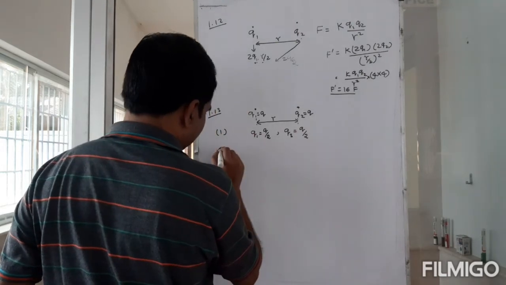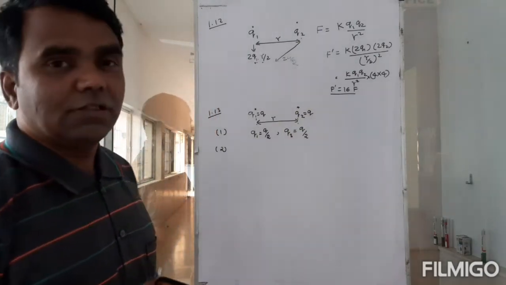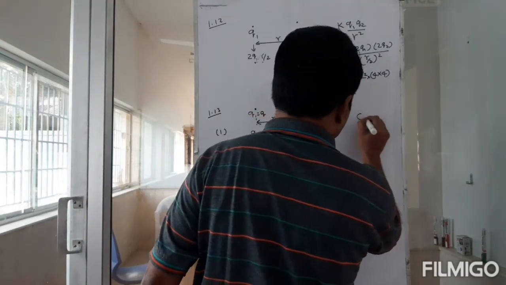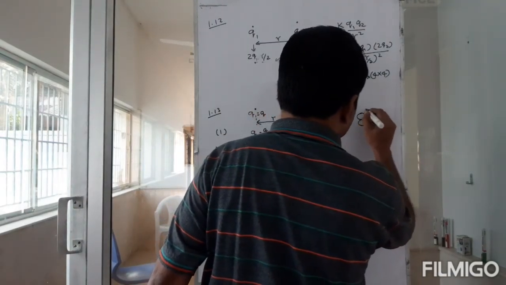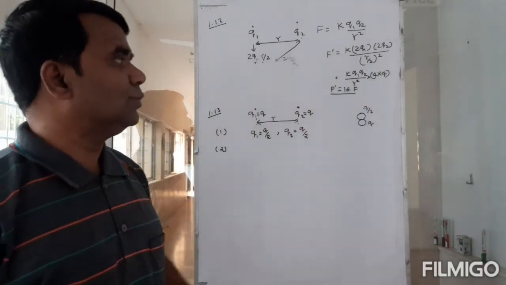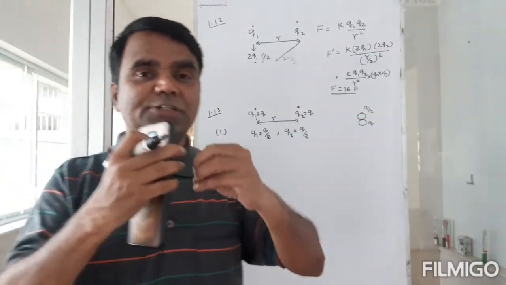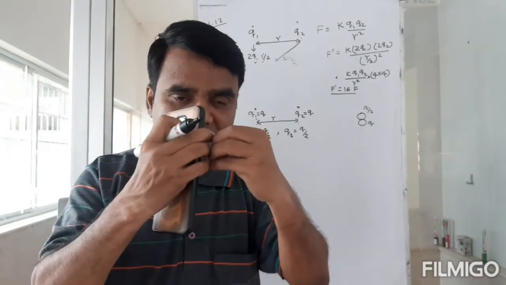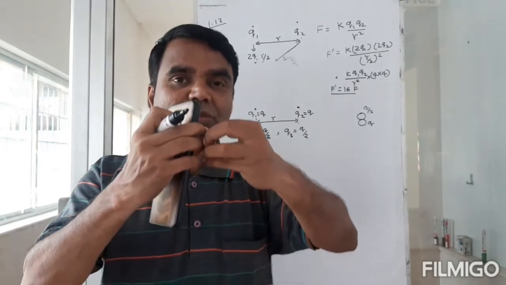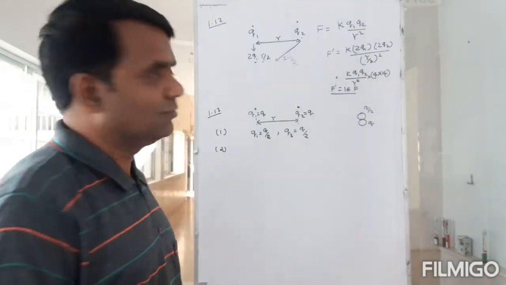Then the second touch: I am taking Q3 and touching this. What's the total charge now? Q3 has Q by 2 and this has Q. So the total charge is 3 by 2 Q, 1.5 Q. Now I'm bringing these two together, and the 1.5 Q charge is going to be shared equally by these two. So each will have 0.75 Q, or 3 by 4 Q.